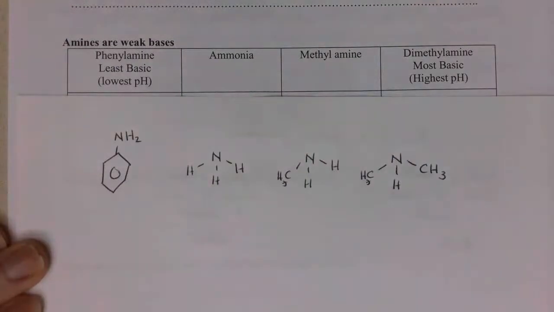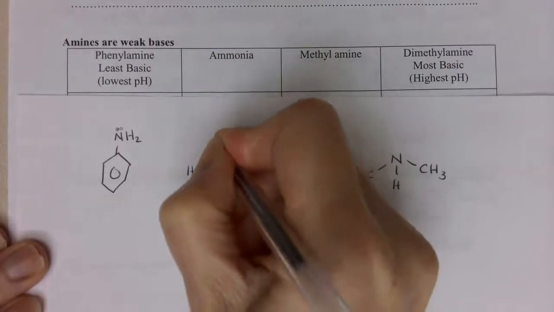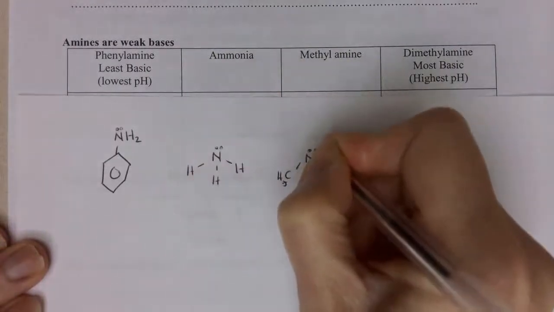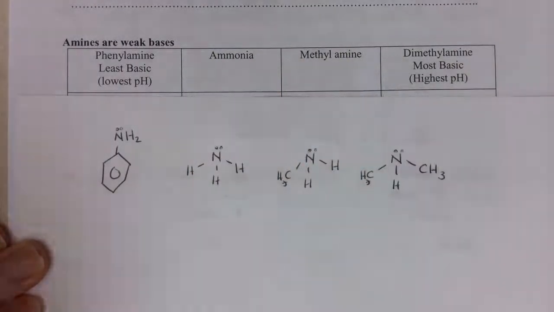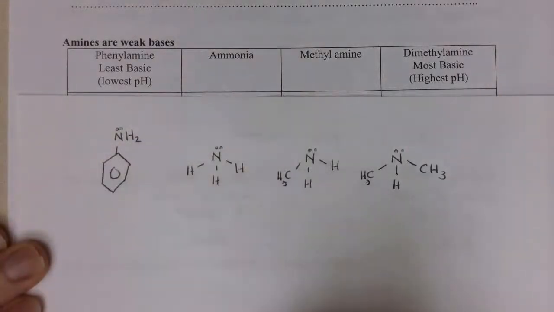So here are my 4 amines. They all act as bases, and the reason they all act as bases is they have this lone pair on the nitrogen which can accept a proton. So anything we can do to increase the electron density of that lone pair is going to make it a more effective or a stronger base. So in the first case, we have phenylamine. This is the one which is the least basic. It's got the lowest pH.